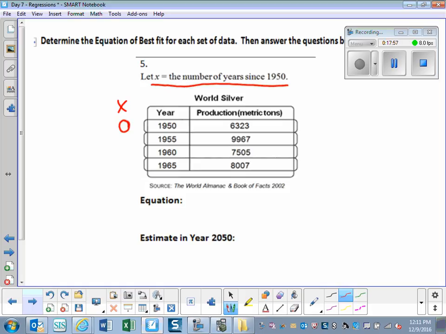Because I want the X to be the number of years since 1950. Read the instructions on the tests, because the model will be a little bit different. So for the year 1955, what do I enter? 5. For the year 1960, 10. For the year 1965, 15. Good. So let's enter this data into the calculator.